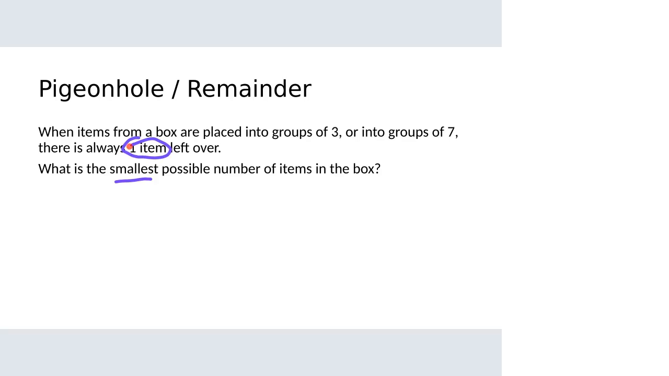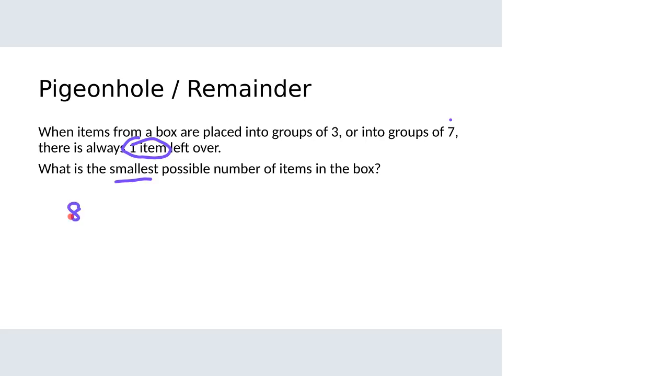So I want to make sure my answer is 1 bigger than a multiple of 3. It also needs to be 1 bigger than a multiple of 7. We're not going to talk about greatest common factor, least common multiple just yet. For right now, I need a strategy here. And okay, well, I have to have a remainder of 1 when there are groups of 7. So maybe I could have 8 items.